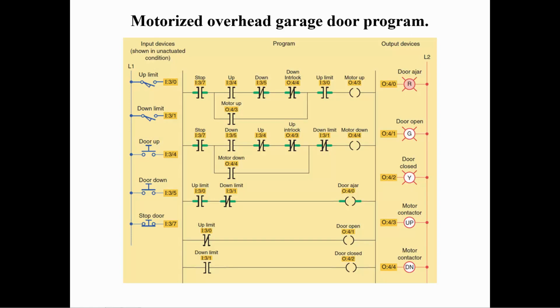To understand the ladder logic, read the rung from right to left. An easy one would be the rung for the door open light. The door open light will be on when the up limit switch is open. Try this for the other rungs. Note that interlocking has been included to prevent the door from reversing direction without stopping first, and interlocks to prevent the motor up from being energized when the door is fully opened, and to prevent the motor down from energizing when the door is closed.